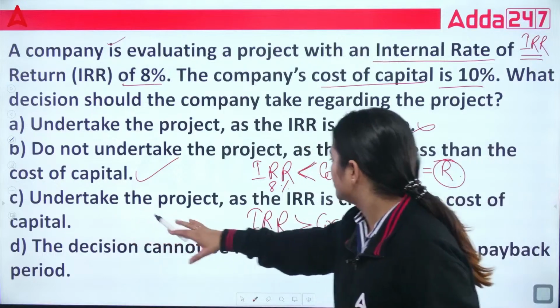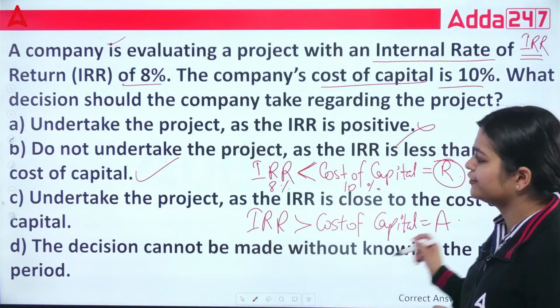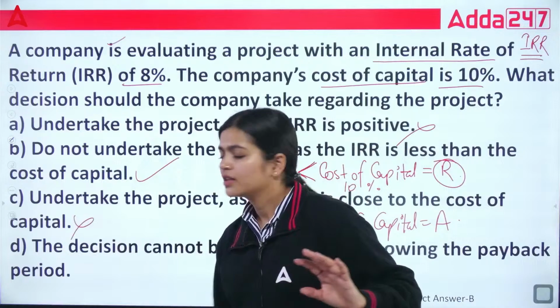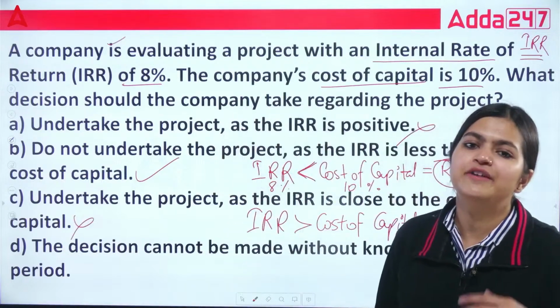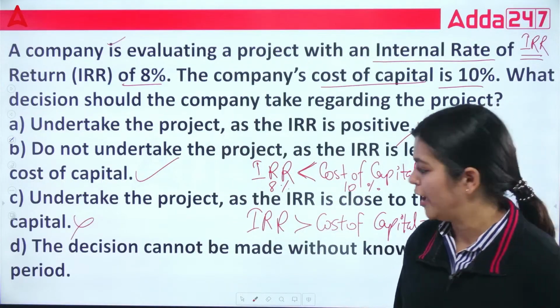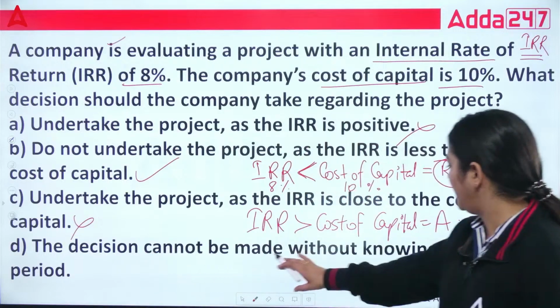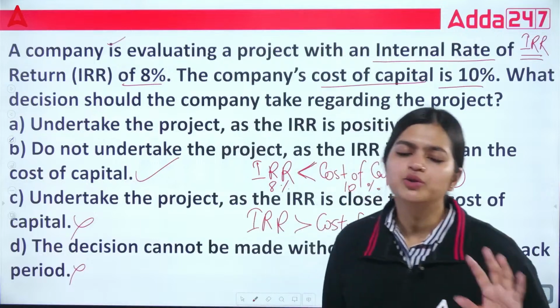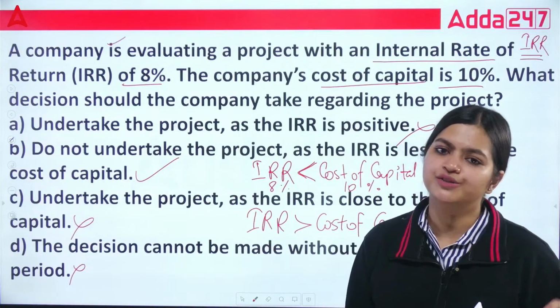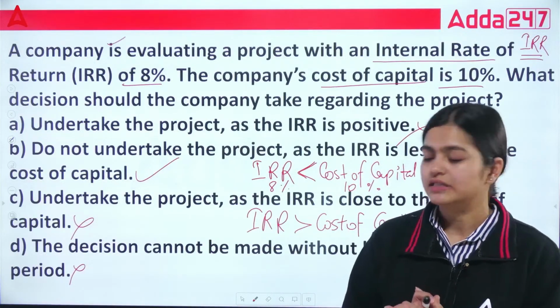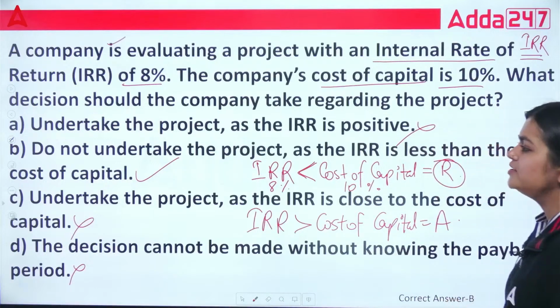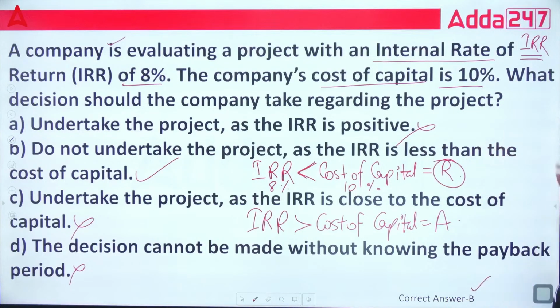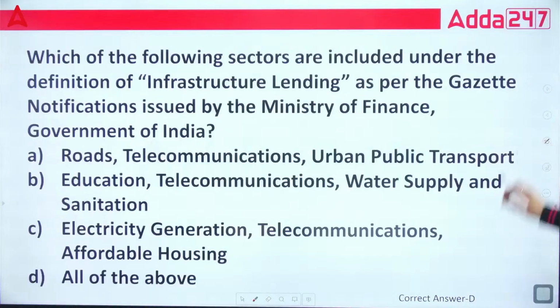C, undertake the project as the IRR is closer to the cost of capital. This is not at all used for evaluation of IRR and cost of capital. D, the decision cannot be made without knowing the payback period. Again, this is also not part of your IRR and cost of capital calculation. Okay, so as per this, the correct answer is option B. Chali, with this, we are going to see the next question.